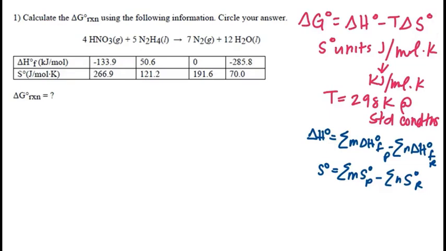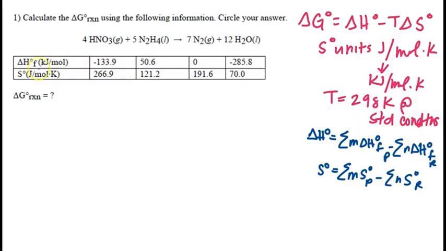Now if we want to utilize this equation, we have to make sure that all of our variables are in the correct units. So for S naught, the units are joules per mole Kelvin, and so we want to convert that to kilojoules per mole Kelvin. Also, for temperature, we're at 298 Kelvin because we're at standard conditions.